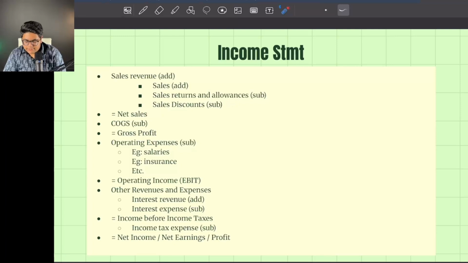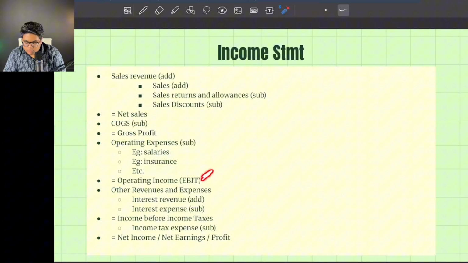If you subtract your cost of goods sold, you get your gross profit. And then your operating expenses are like salaries, insurance, etc. So when you subtract your operating expenses from gross profit, you get your earnings before interest and taxes, right? Here we have some interest and here we have income taxes. At the end of all of those, you get your net income.